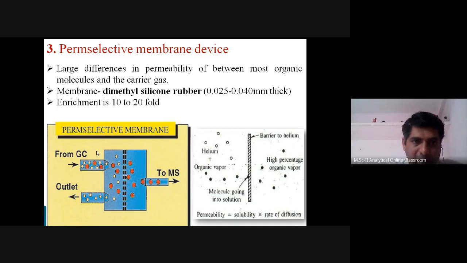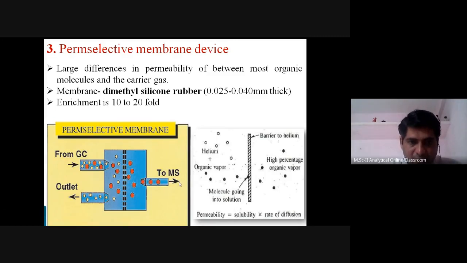Now see the diagram. This is the inlet. The carrier gas along with the analyte will enter through this end. This is the evacuation chamber. The bottom end outlet is called the evacuated end, and here you can use the vacuum pump. So all the helium will pass out, and at this end the analyte will enter the mass spectrometer.